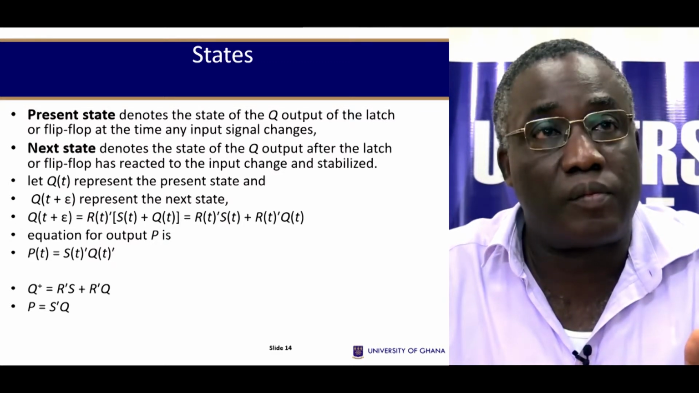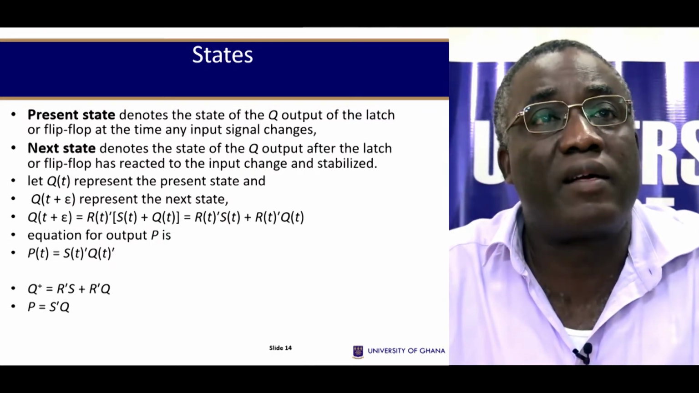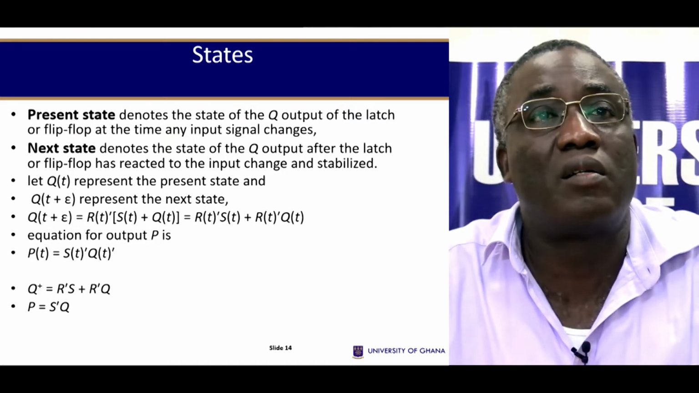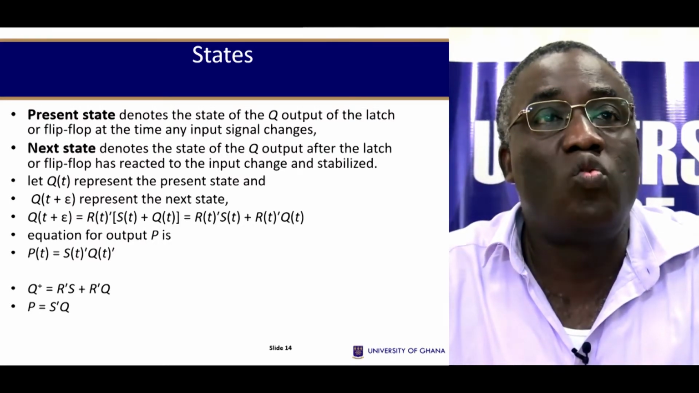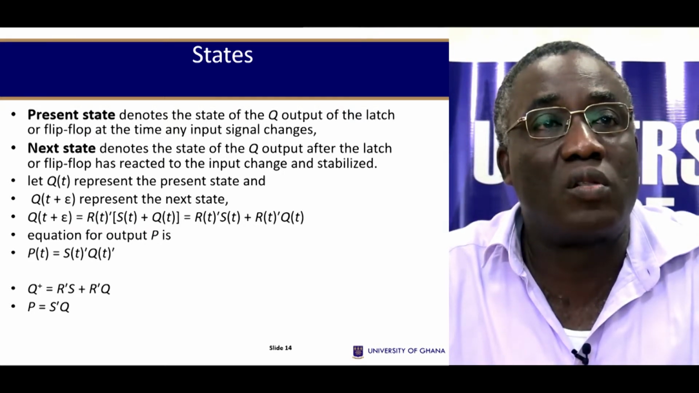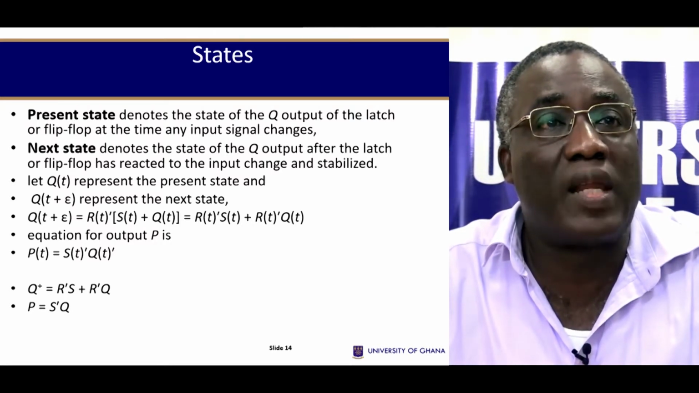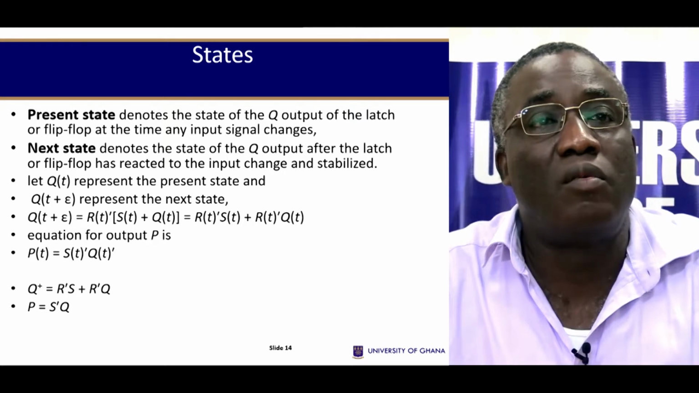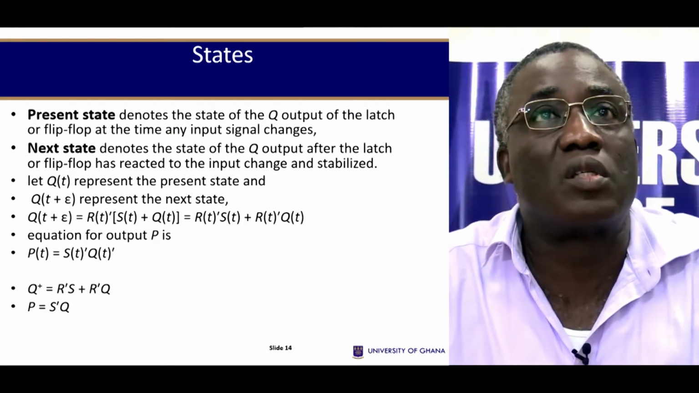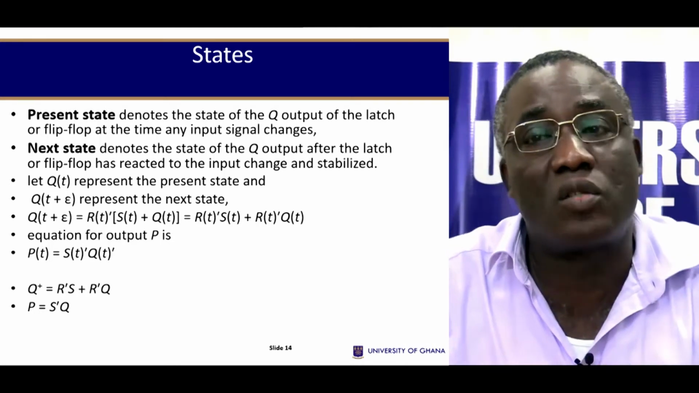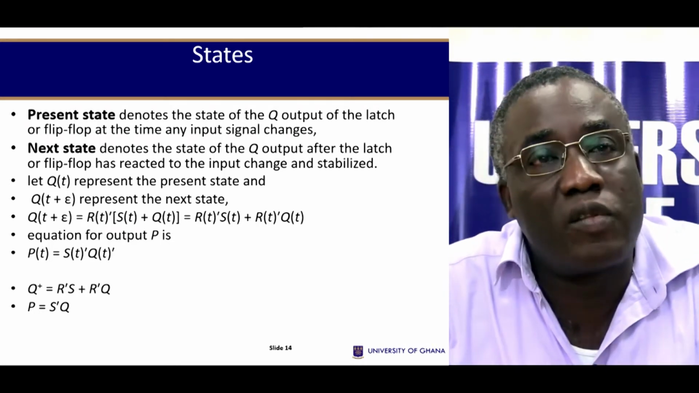So if Q at T is the present state, then Q at T plus 1 will represent the next state. So we can write a characteristic equation for the next state, to be R at T not, S at T plus Q at T, which would give you the next state. So the equation for the output P will be S at T and Q at not T. Then the next state is normally represented with a plus, so Q plus, and then P will be S not Q not. These are the state equations, so to speak, for this.